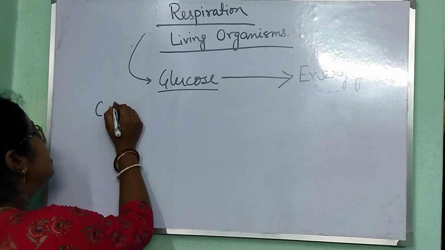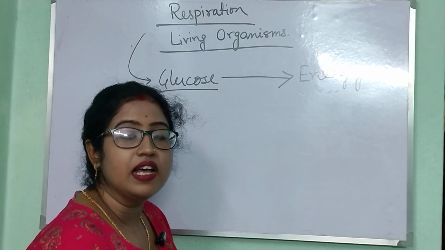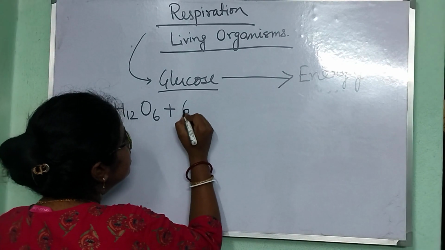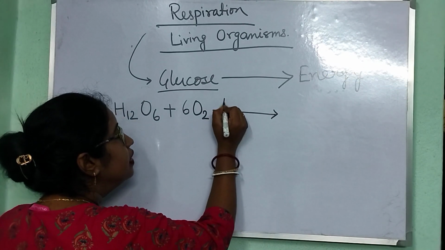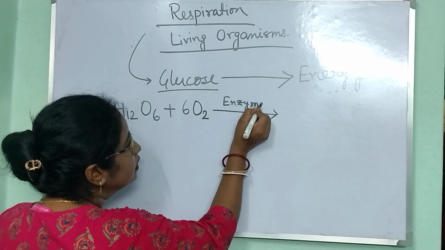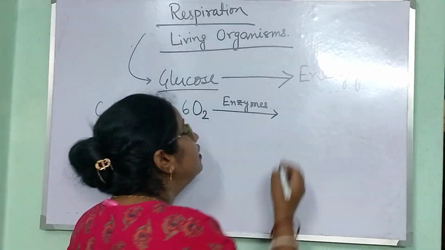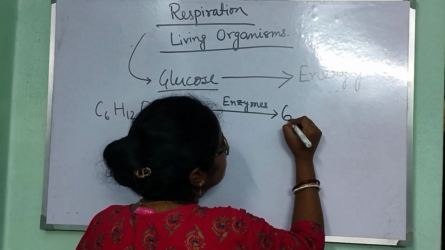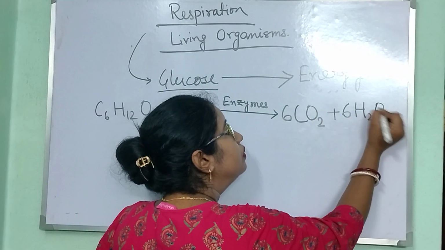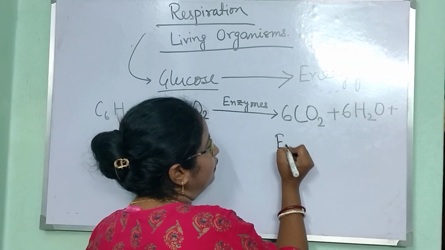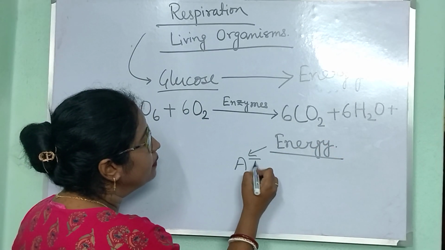Glucose stands for C6H12O6, and the respiration process needs 6 molecules of oxygen, 6 O2, and with the help of respiratory enzymes, the glucose and the oxygen turn into 6 CO2, means it releases CO2, plus 6 H2O, plus energy. It releases energy in the form of ATP.